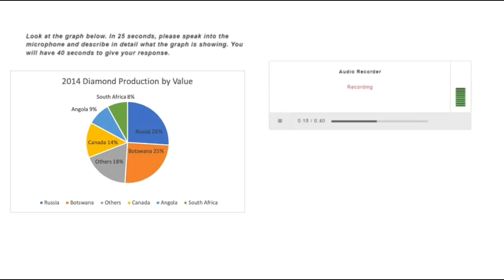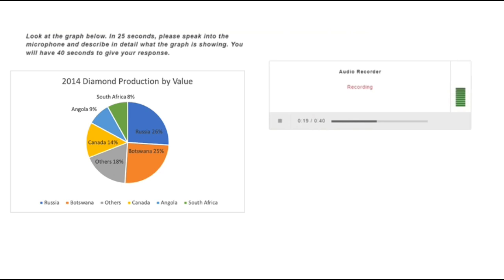Now, using the template, we will be solving the question. The given image provides information about 2014 diamond production by value. The different categories mentioned in the image are Russia, Canada, and South Africa. The different values highlighted in the image are 8%, 9%, and 14%. After studying the image, I can say 18%, 25%, and 26%. To conclude, the image has different values and I find it very informative.